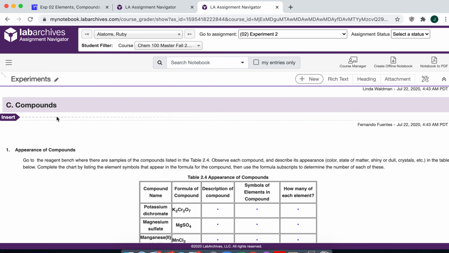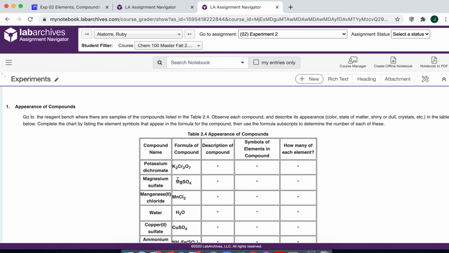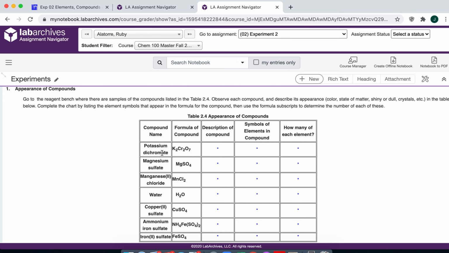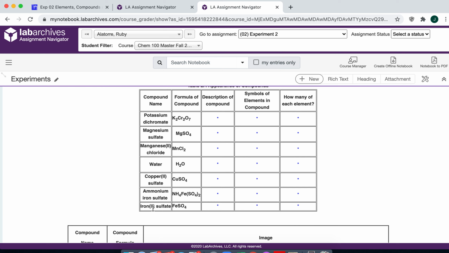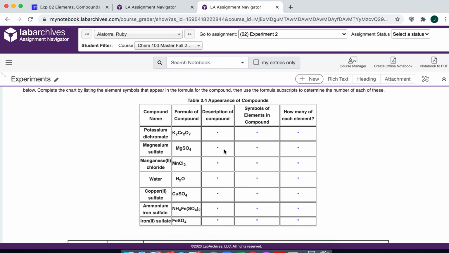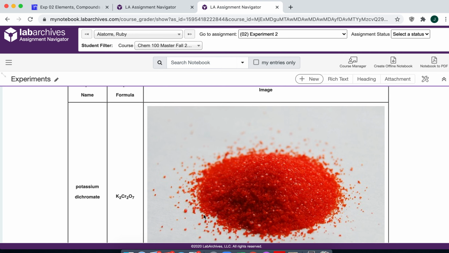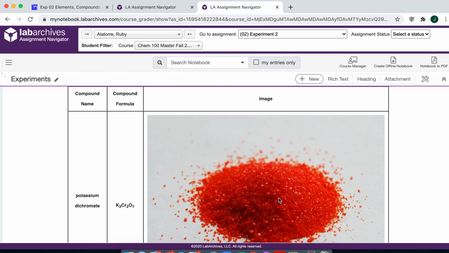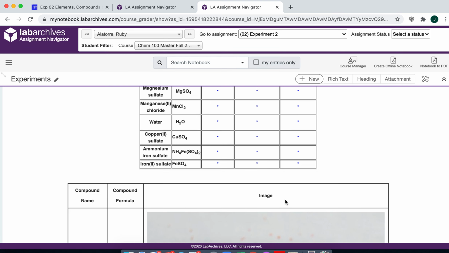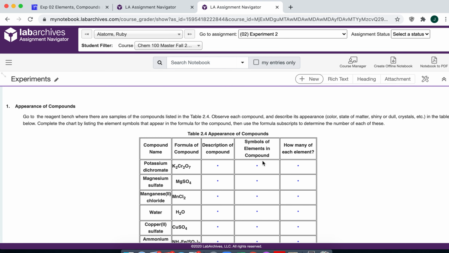Compounds. There are different types of compounds given in this table of part C, from potassium dichromate all the way to iron sulfate. The name and the formula of the compound are also given. Based on the picture provided, you're going to describe your compound. For example, potassium dichromate looks red, solid, granular, and then the symbols of the elements contained in this compound. It contains K, which is potassium, Cr, which is chromium, and O, which is oxygen.